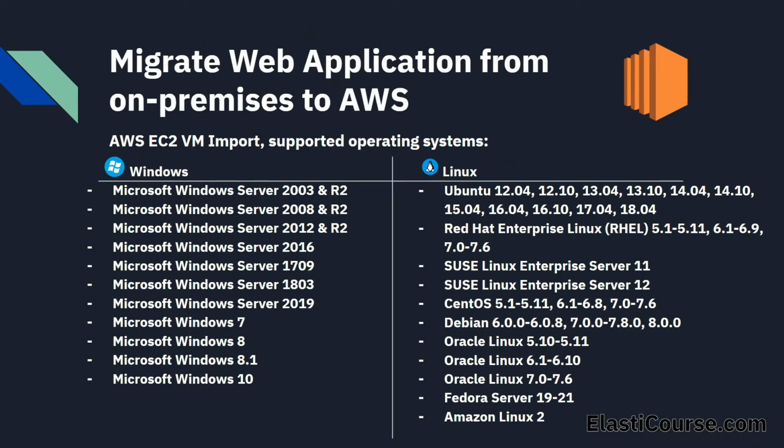And this is a list of the operating systems that are currently supported by the VM import feature. There is a big list of supported systems, but this is the limitation that you have to keep in mind. In our case, we are using Ubuntu 18.04, so this is a supported version that we can use the VM Import API to convert into an EC2 supported instance.